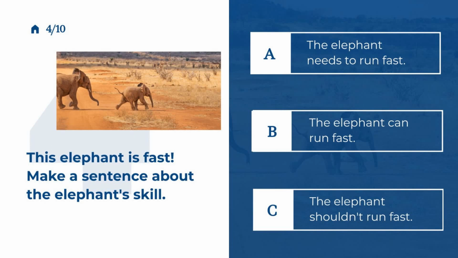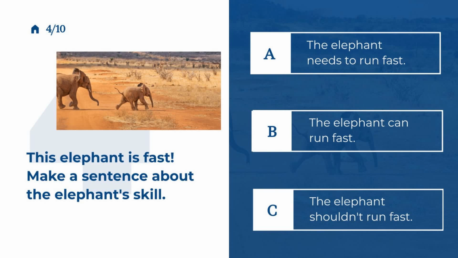Number 4. This elephant is fast. Make a sentence about the elephant's skill. A, the elephant needs to run fast. B, the elephant can run fast. C, the elephant shouldn't run fast.